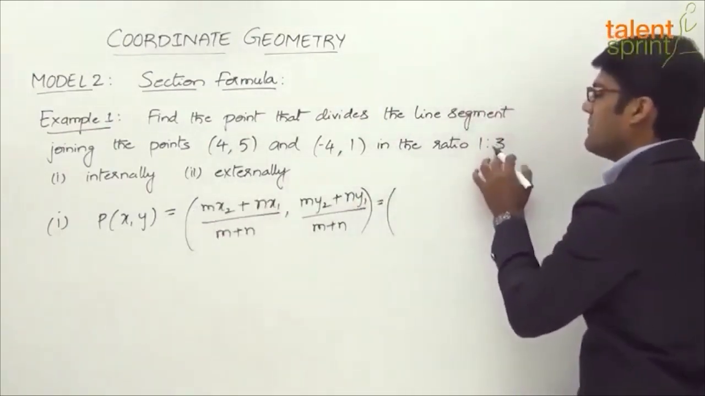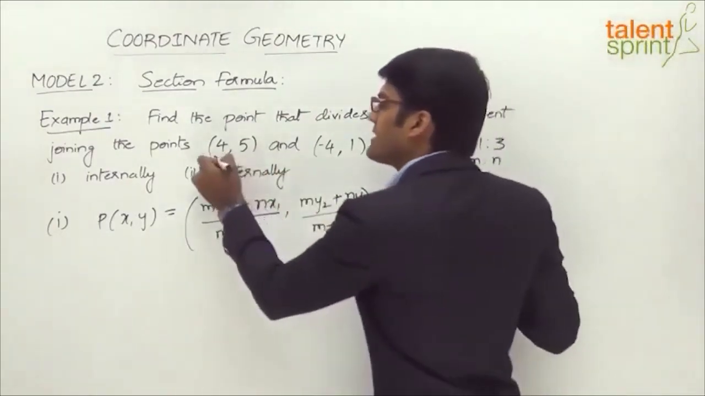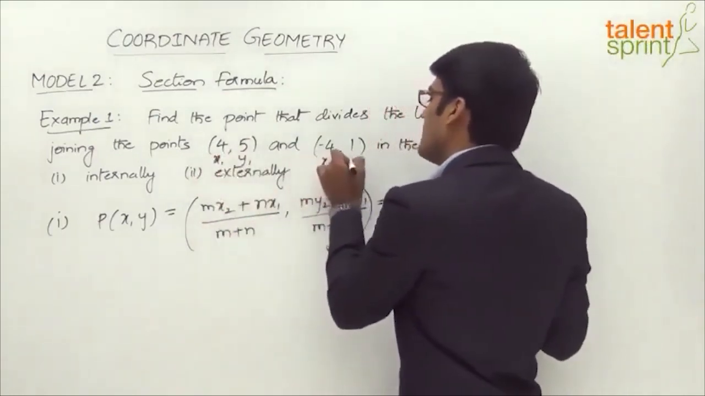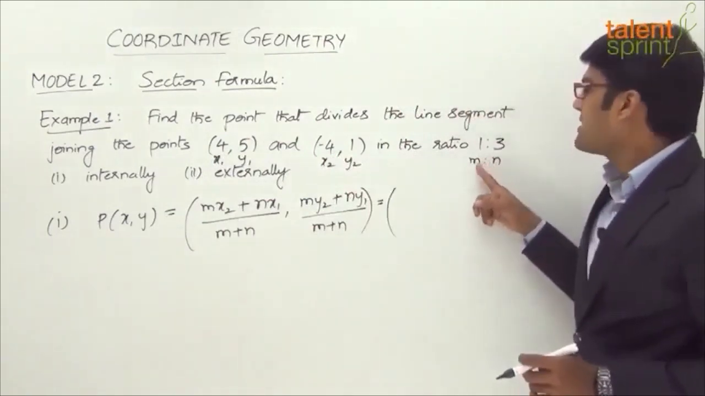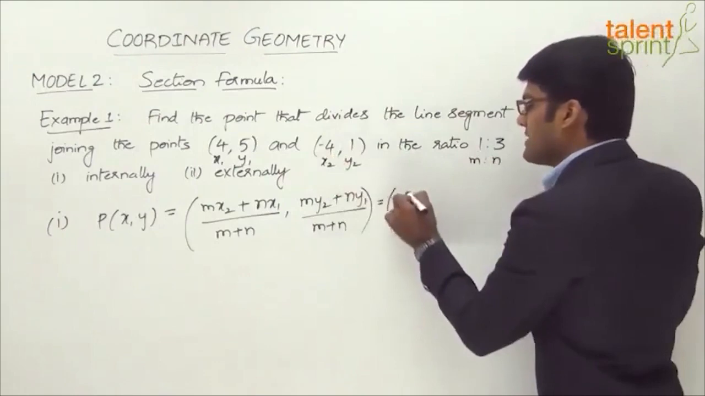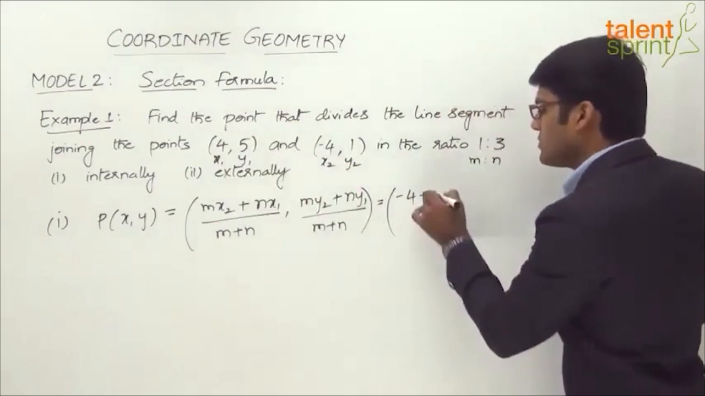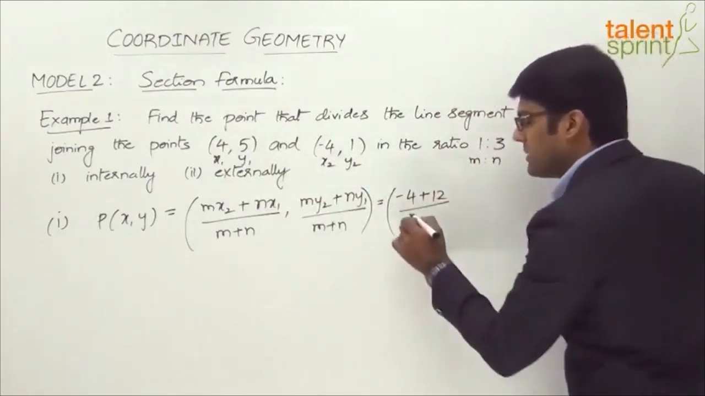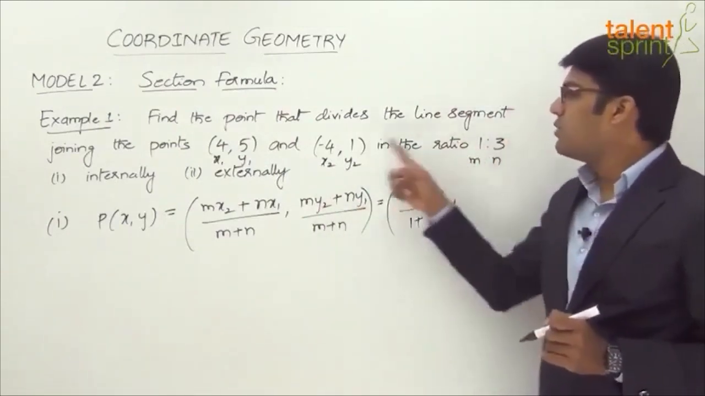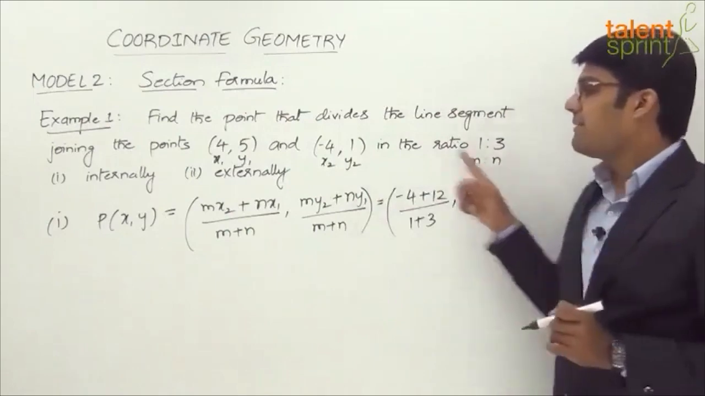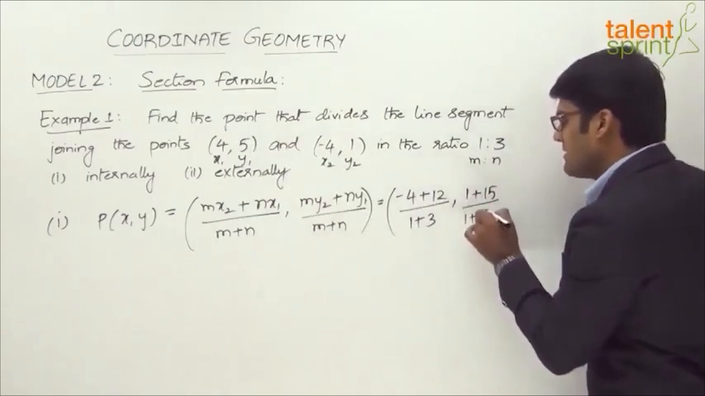The ratio here is 1 is to 3, which is nothing but m is to n. So mx2, right? This is x1 comma y1, and here is x2 comma y2. So we have all the values, just need to substitute and do the calculation. So mx2, 1 into minus 4 is minus 4 plus nx1, 3 into 4, 12, divided by m plus n, 1 plus 3 is 4, and my2, so 1 into 1 is 1 plus ny1, 3 into 5 is 15 divided by m plus n, which is 1 plus 3.